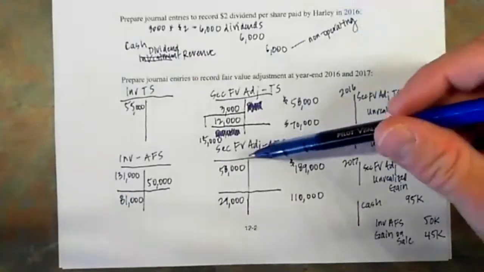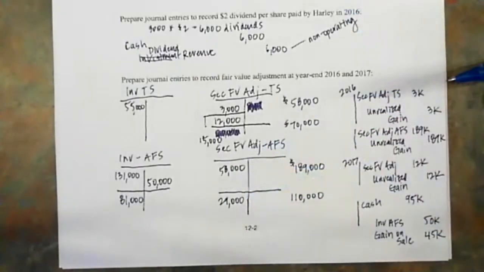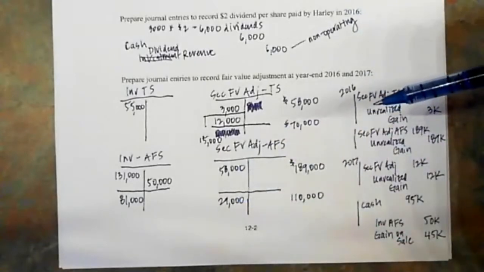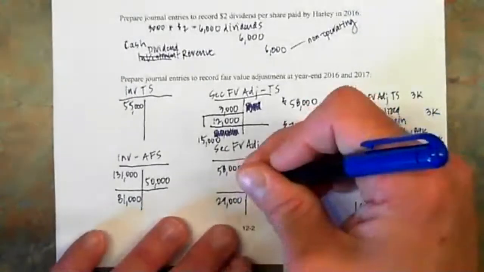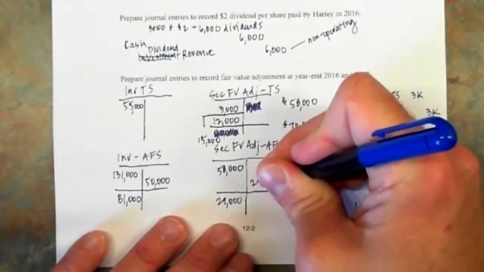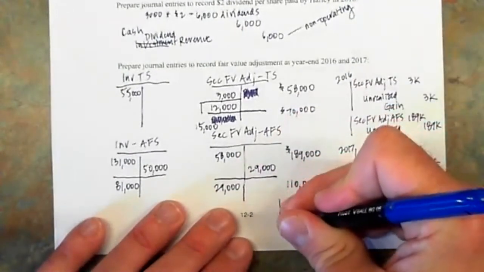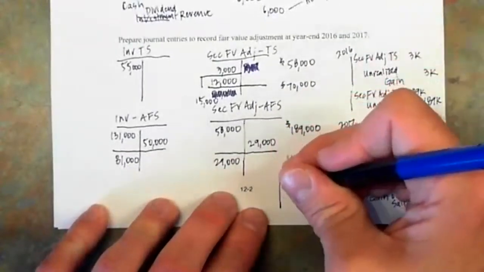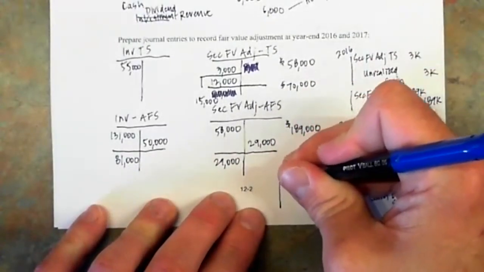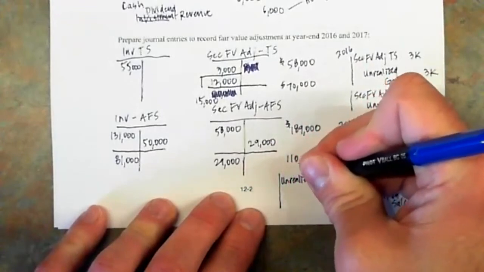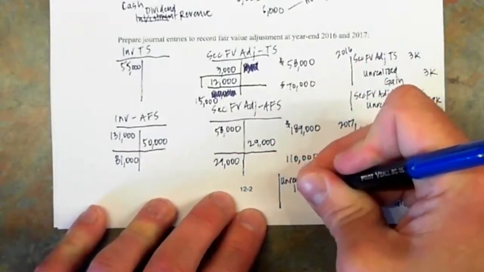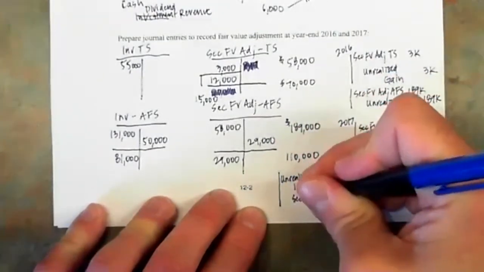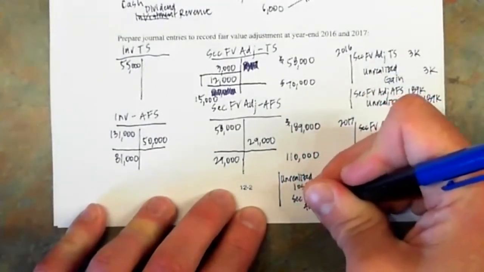What do I need to adjust the account then to get to my desired balance? Well, I need 58,000 less 29,000. What I need then is a $29,000 credit. So now I'm balancing my security fair value adjustment account. I would have an unrealized loss of 29,000, and that is my security fair value adjustment credit.